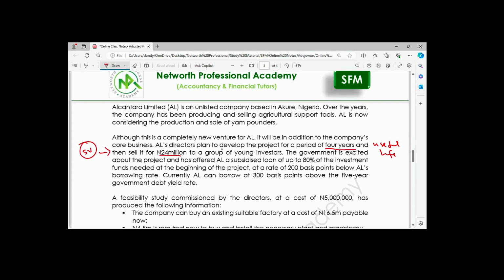The government is excited about the project and has offered AL a subsidized loan of up to 80%. I've seen what I'm looking for. The examiner has told us there's a subsidized loan. So with this information, I don't need anything again. This has confirmed that I'm supposed to use adjusted present value, because NPV does not concern itself with a subsidized loan or issue cost. So because of this subsidized loan, I can go ahead and calculate adjusted present value without wasting more time.